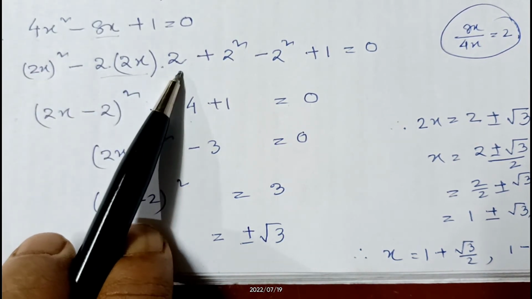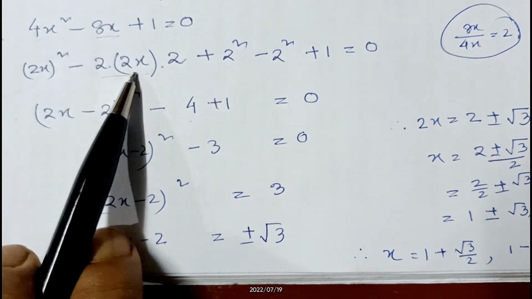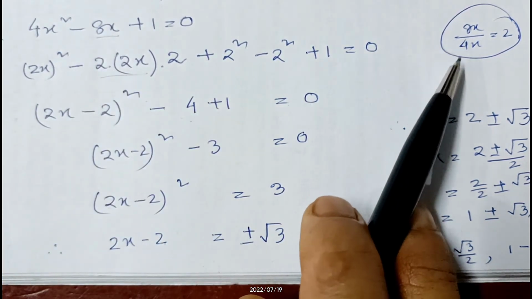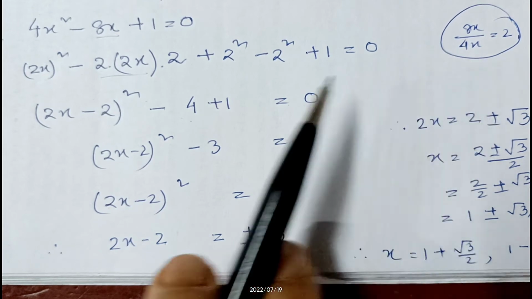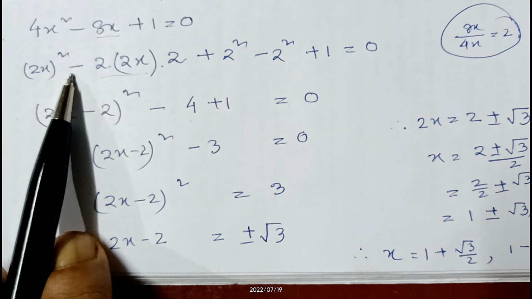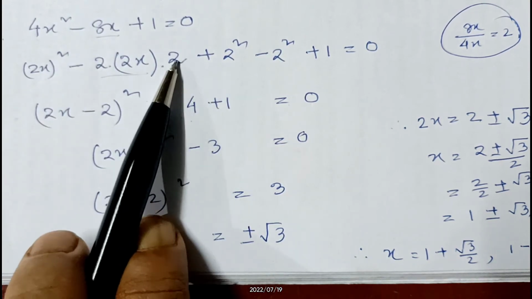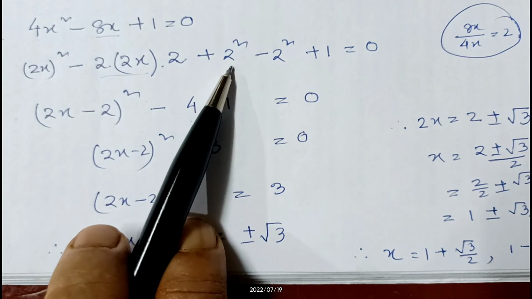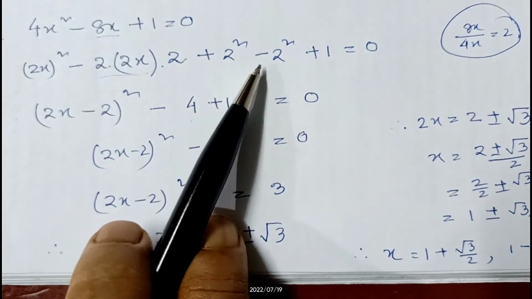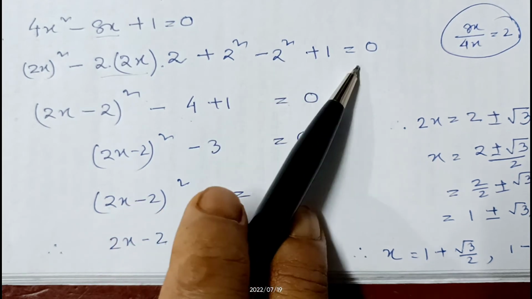For getting b, we have to divide 8x by 4x: 2 into 2 is 4, 4x. So if we divide 8x by 4x, it will be 2. So b will be 2. So we got a² − 2ab + b². So b is 2, so it will be 2². This 2² we have written extra, so we have to remove it by writing minus 2² plus 1 equals 0.